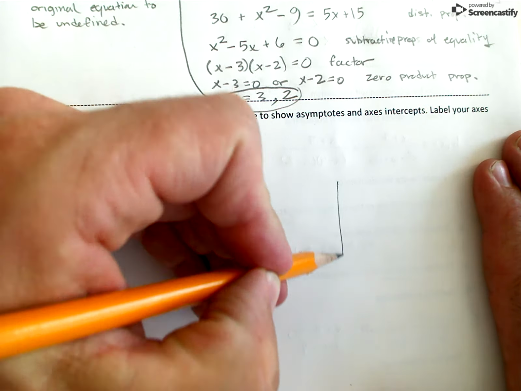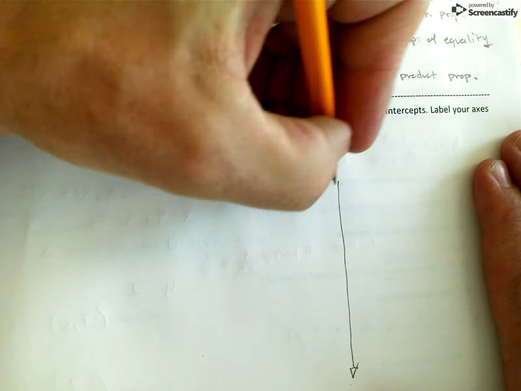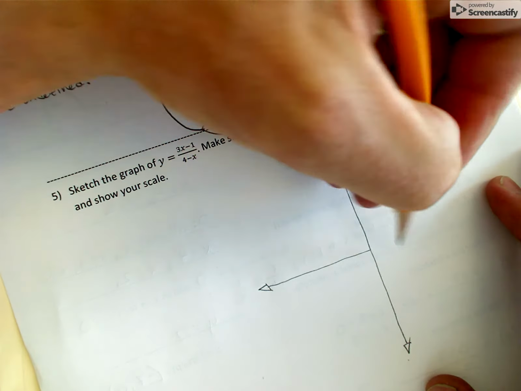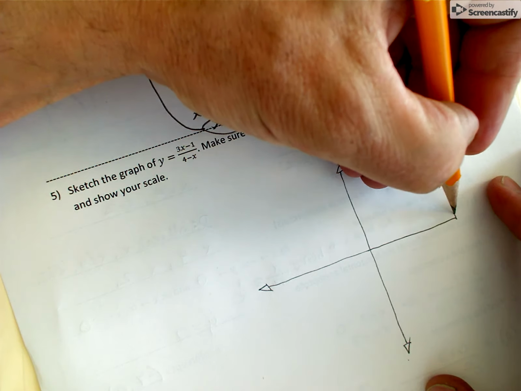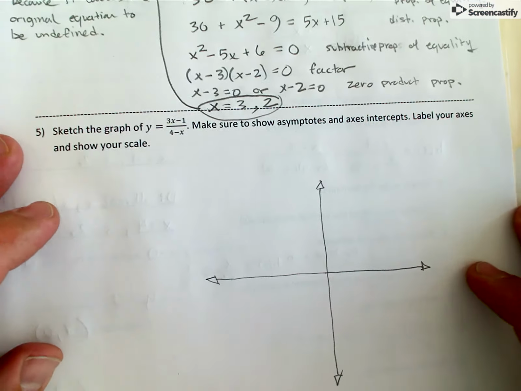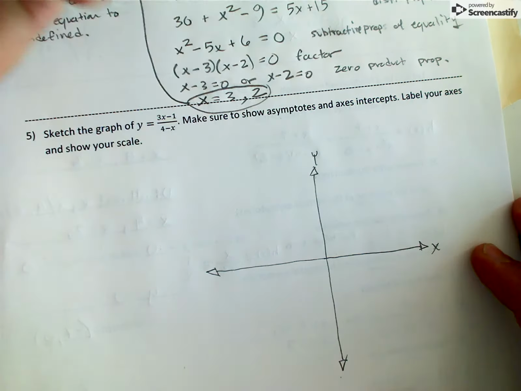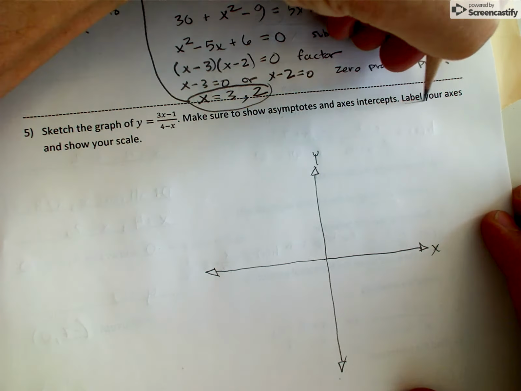I'm going to draw my axes. Just sketching a nice straight set of axes. And I'm going to label them. This is X, this is Y. There we go. Label your axes.